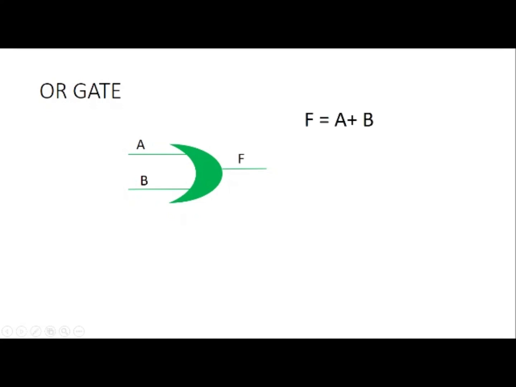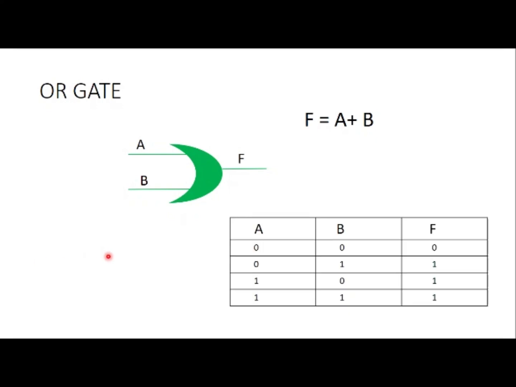Now let's see the Boolean expression. So the Boolean expression of the OR gate is F equals A plus B. Now try to recall the Boolean expression of the AND gate. That was F equals A dot B. The Boolean expression of the OR gate is based on addition. F equals A plus B. This is the truth table of the OR gate.